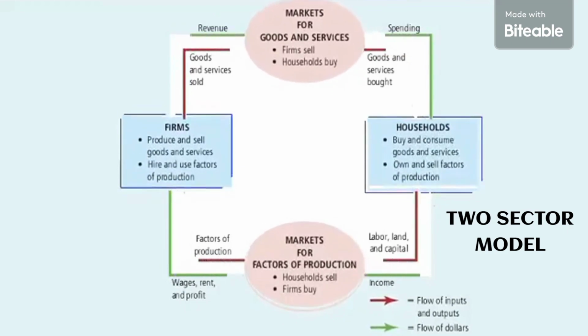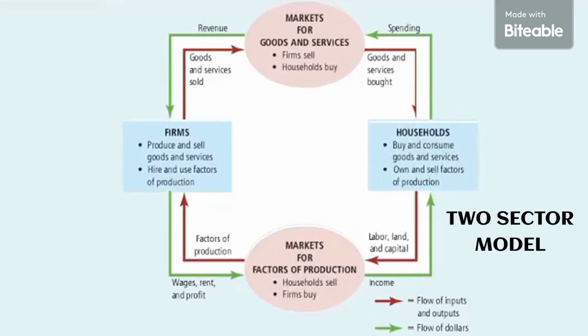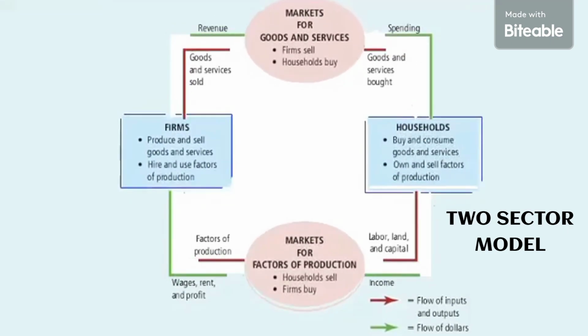The outer set of arrows shows the flow of dollars, and the inner set of arrows shows the corresponding flow of inputs and outputs.